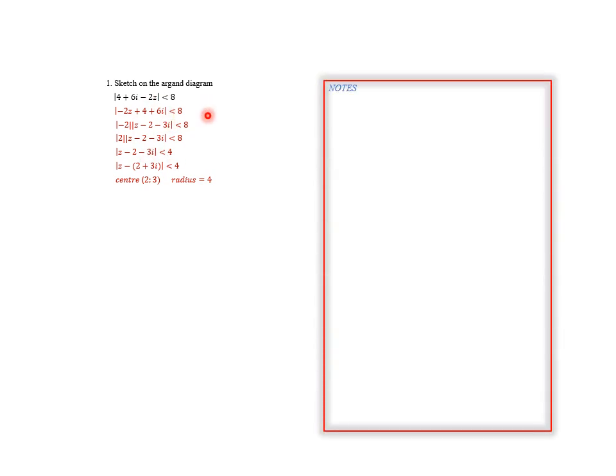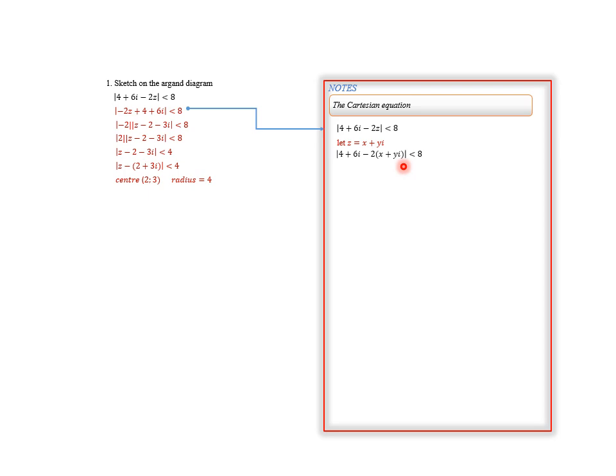Let's say maybe we are not able to manipulate like this. We can find the Cartesian equation of this loci by letting z equal x plus yi. In this case we have modulus of 4 plus 6i minus 2z less than 8. In place of z we put x plus yi. Then we have 4 plus 6i minus 2 times x plus yi. Then we simplify: 4 plus 6i minus 2x minus 2yi under the modulus less than 8.